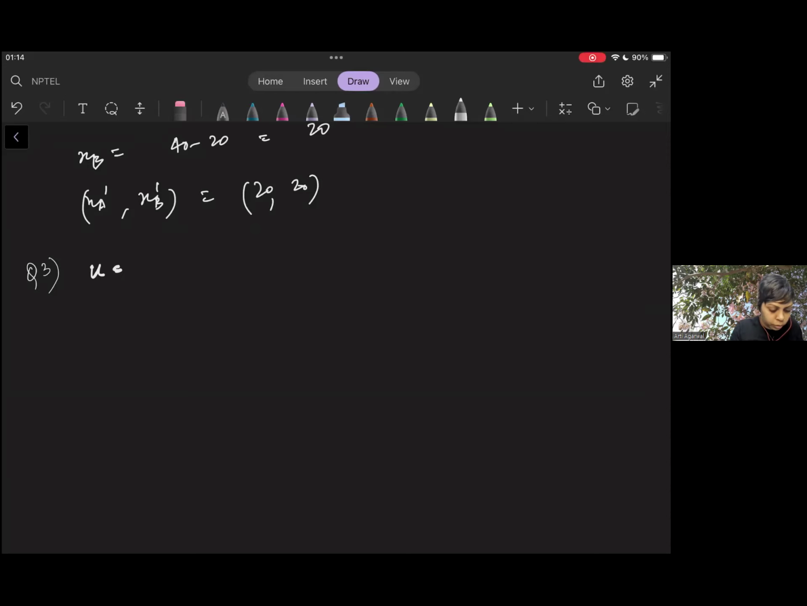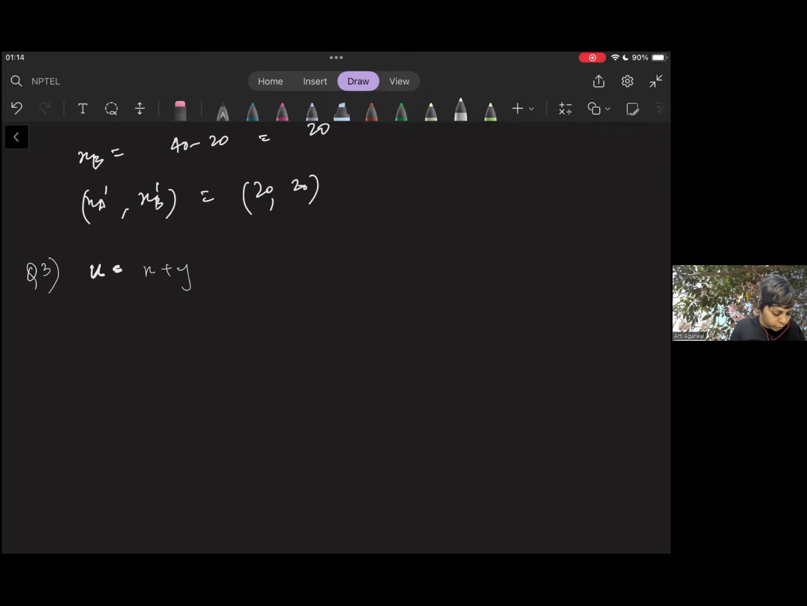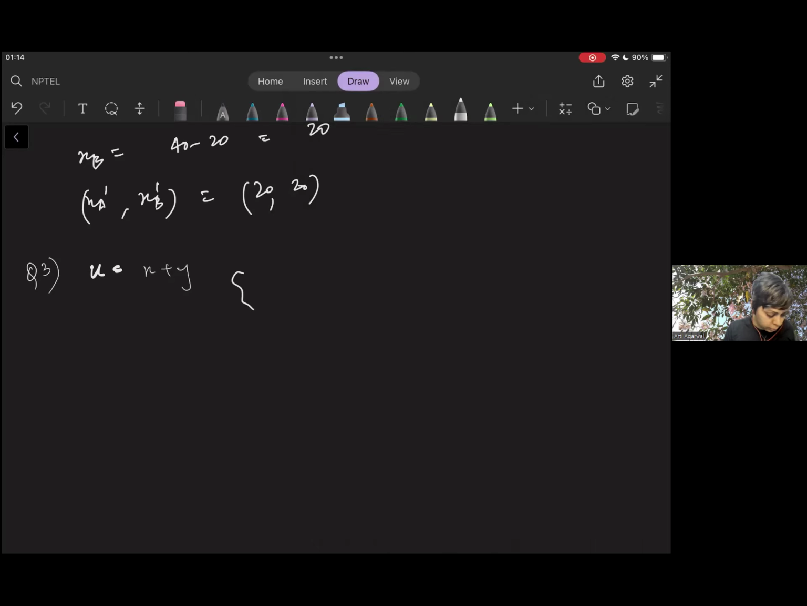U is equal to, oops, it's a bit too thick. X plus Y. Okay, this is fine. All right, U is equal to X plus Y. Then you are given Px is equal to 2, Py is equal to 3, and let's say E, expenditure, is equal to 10.